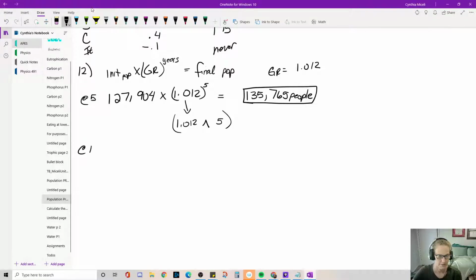And then they asked us to do the same thing at 10 years, this exact same thing. And you just put in the power of 10. 1.012 to the power of 10. And that should come out to 144,109 people.